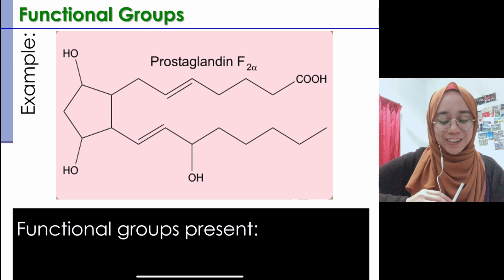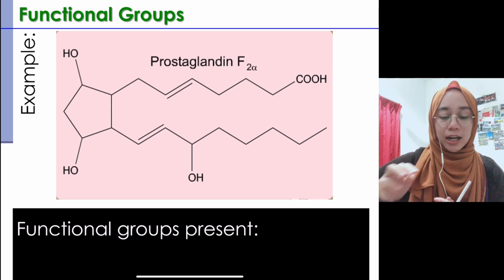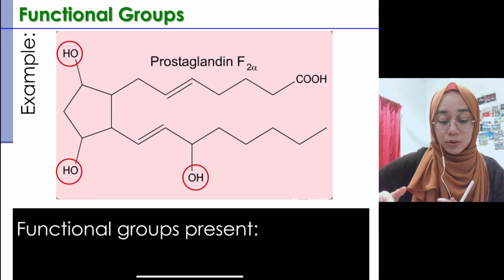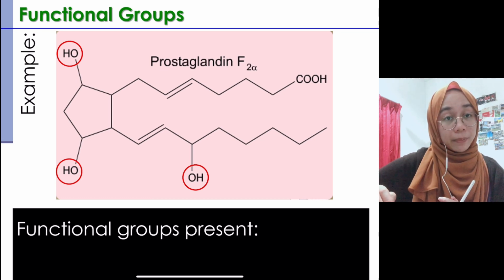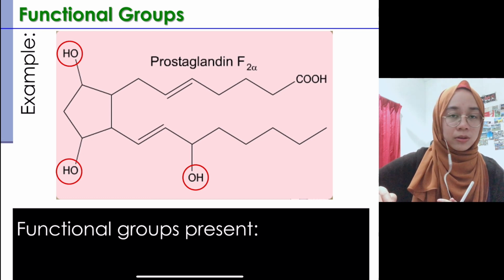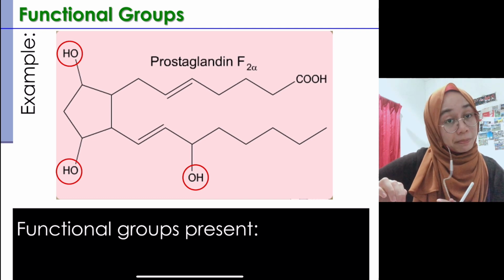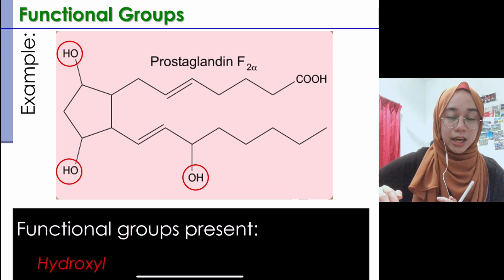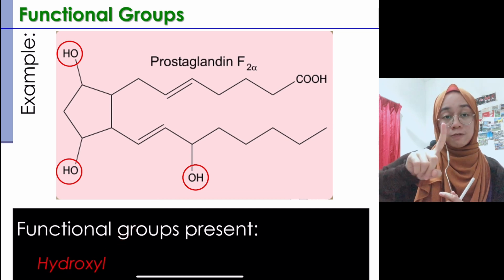Okay, so untuk functional group, apa yang present kat sini adalah, kalau kita tengok on the left side, kita boleh nampak ada OH. Okay. So, ada 3 OH group dekat sini. So, apa nama functional group ni? Is it alcohol? No. Alcohol tu nama class of compound dia. Okay. So, nama functional group untuk alcohol adalah hydroxyl. Okay. So, kita dah identify satu functional group kat sini.